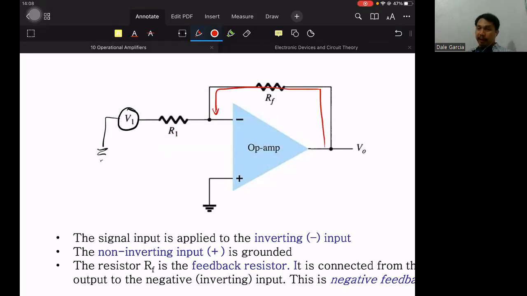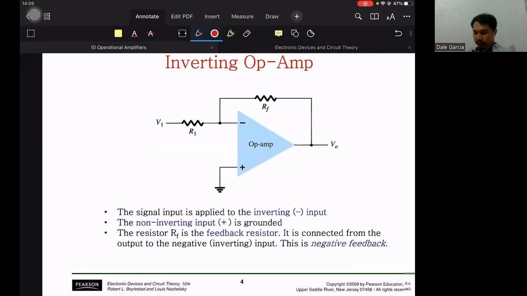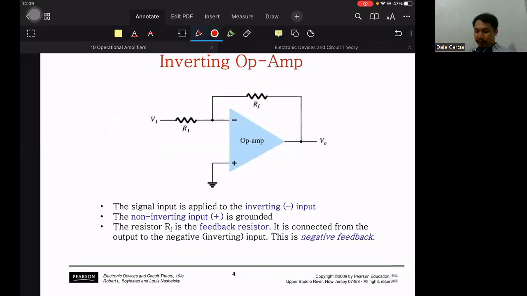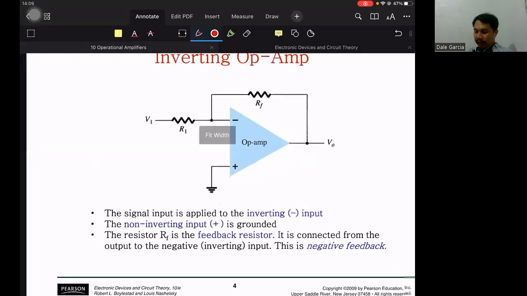It's called negative feedback because somehow it lowers down or degenerates the ideally high gain of an operational amplifier. That's why it's called a negative feedback.